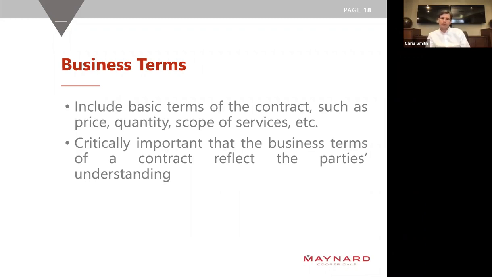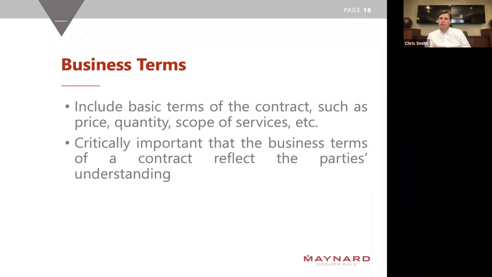These include the basic terms of the contract: the price, the quantity of goods or services, and the scope of services. It's extremely important that the business terms reflect the parties' understanding. Anytime I'm having a conversation with a client about either a contract they want to get into place or a contract they've already signed, I ask them, what is this contract supposed to do?